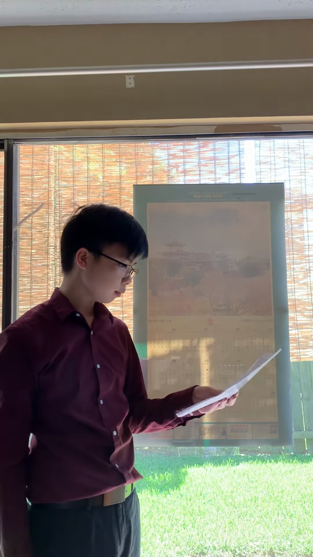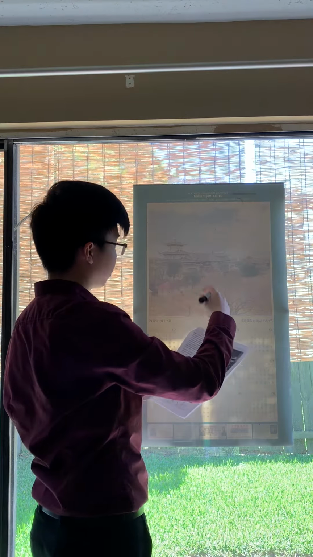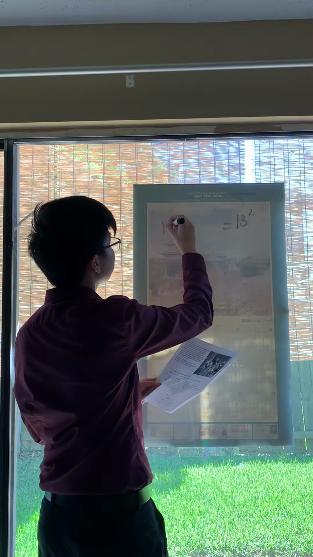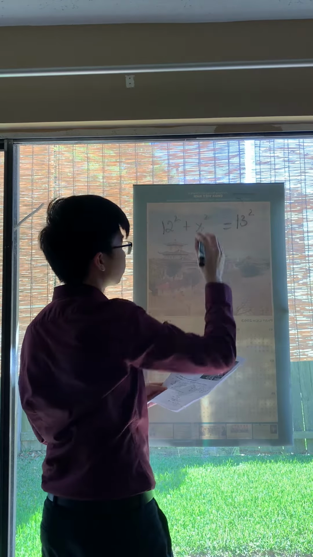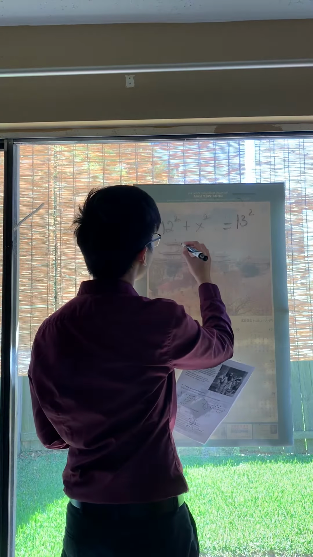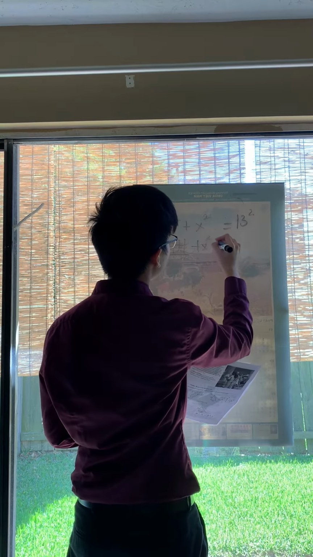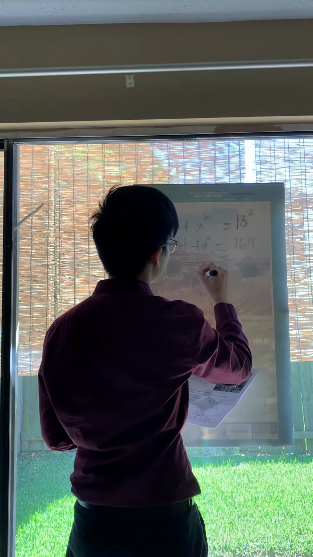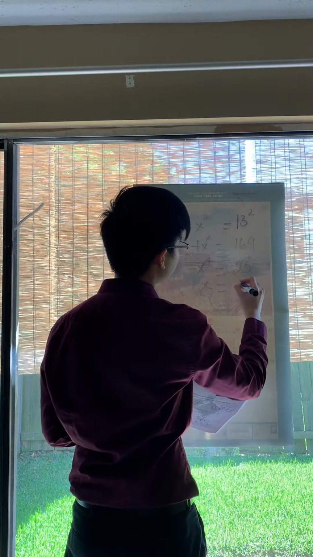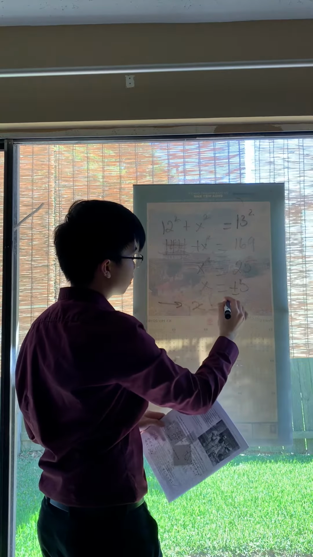Alright, for number 1, since our hypotenuse is 13, we're going to take 13 squared. So we set it up as 12 squared plus x squared equals 13 squared. We know that 12 squared is 144, plus x squared equals 169. So x squared is equal to 25, and x equals plus or minus 5. But my final answer has to be x equals 5.